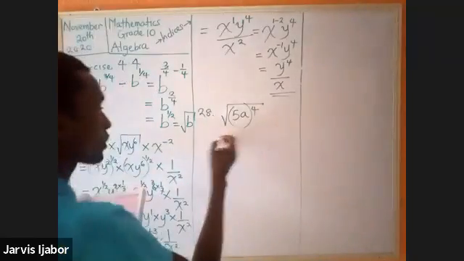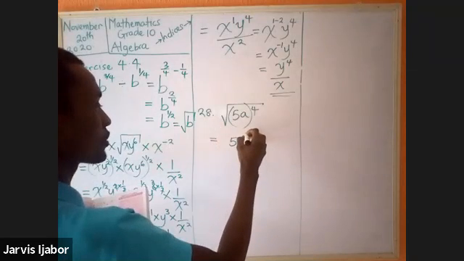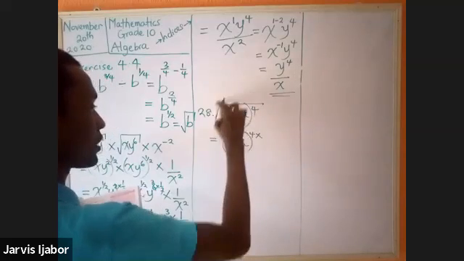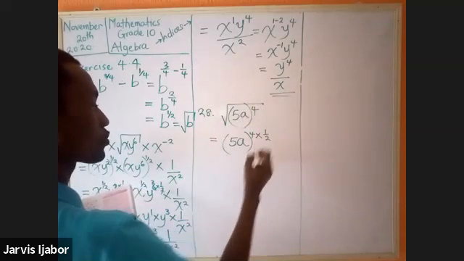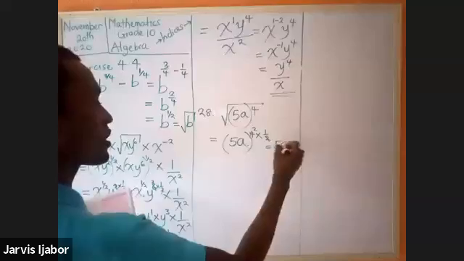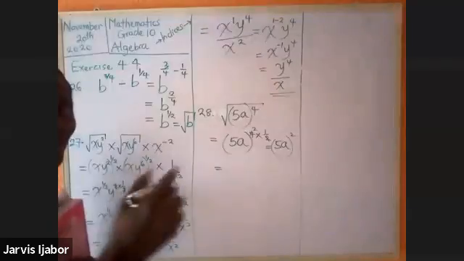So this will give me 5a raised to the power of 4 times the square root, which is 1 over 2. So I'll treat that immediately, and I'm going to have 5a all raised to the power of 2. At this point, I'll treat them individually now.